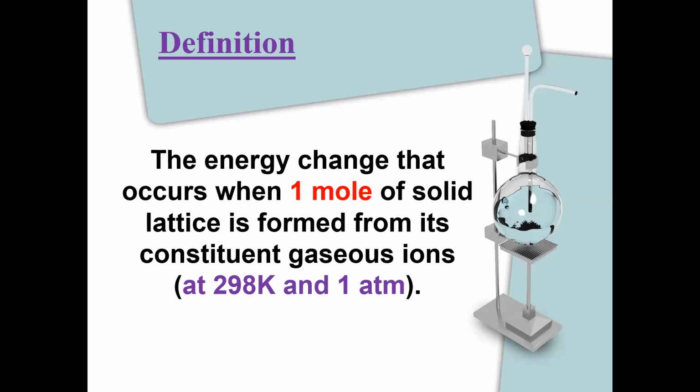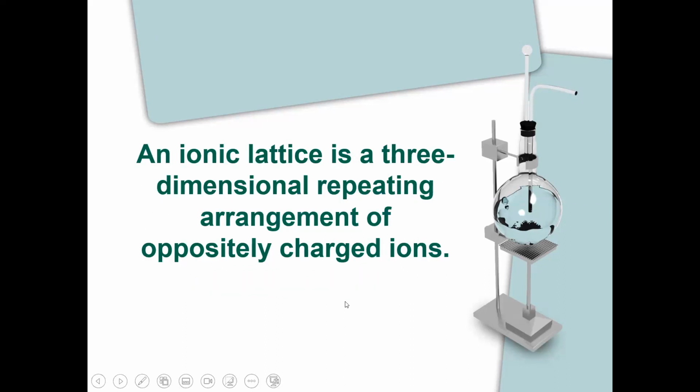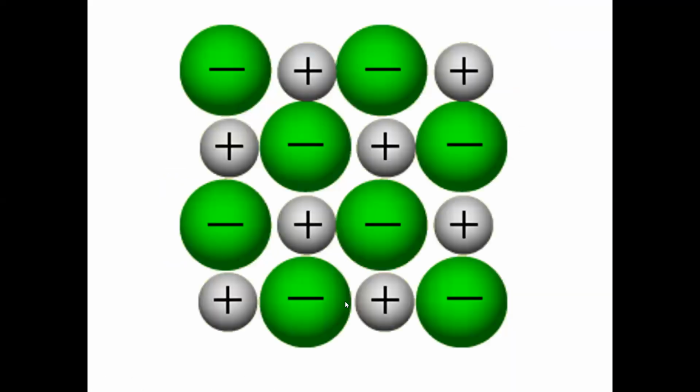Definitions are for memory, and now we come to lattice. An ionic lattice is a three-dimensional repeating arrangement of oppositely charged ions. Look at this one. This is the simplest diagram of a lattice. Can you notice that the positive ion is smaller and the negative ion is bigger? This is how the ions fit in each other.